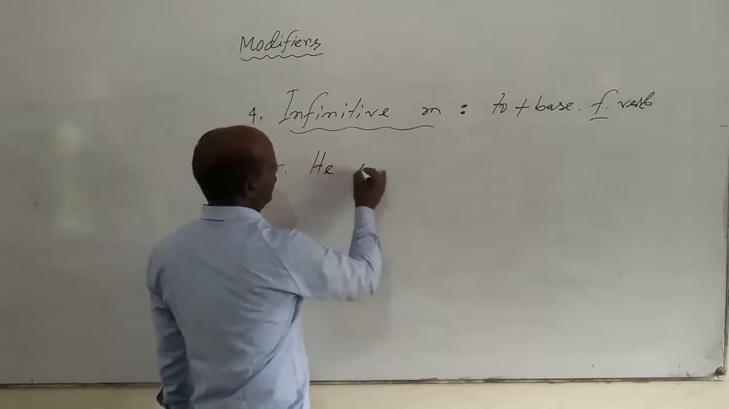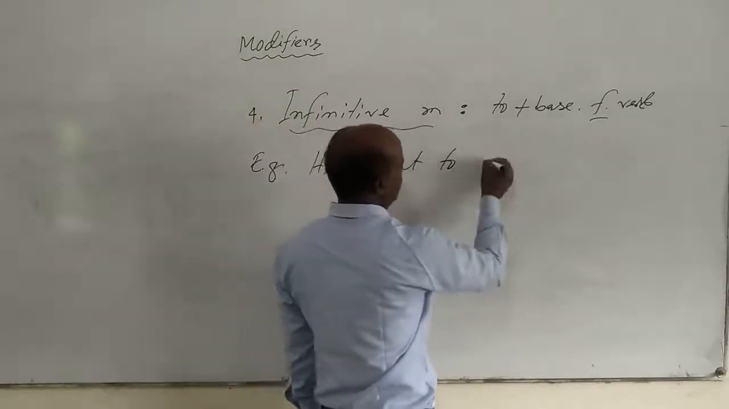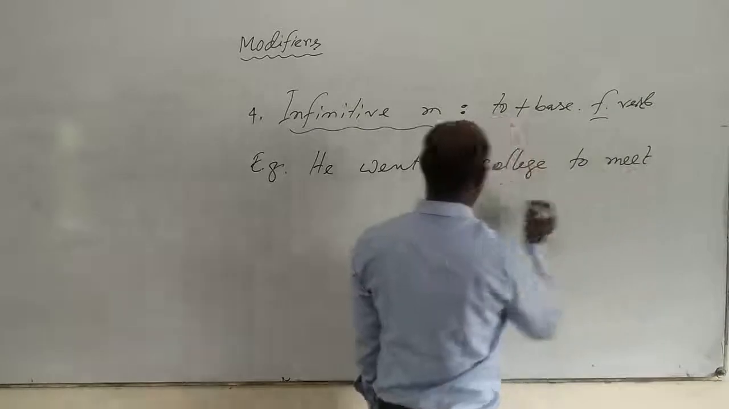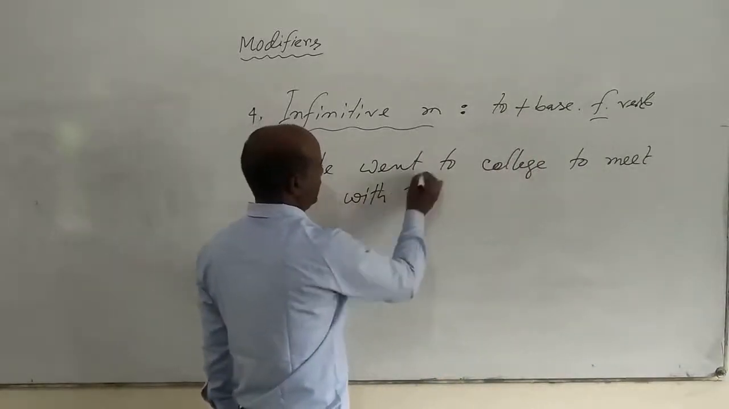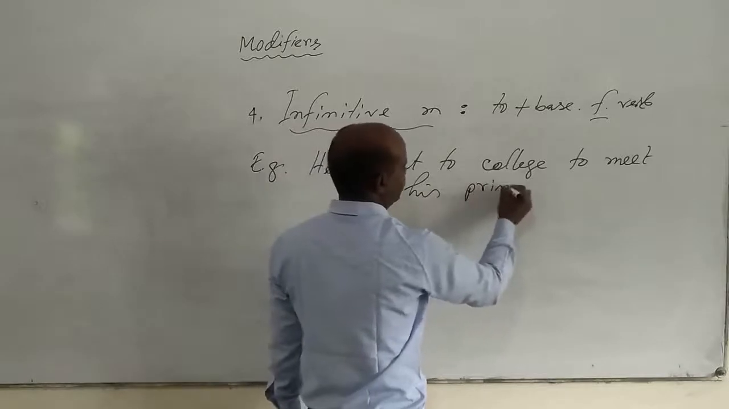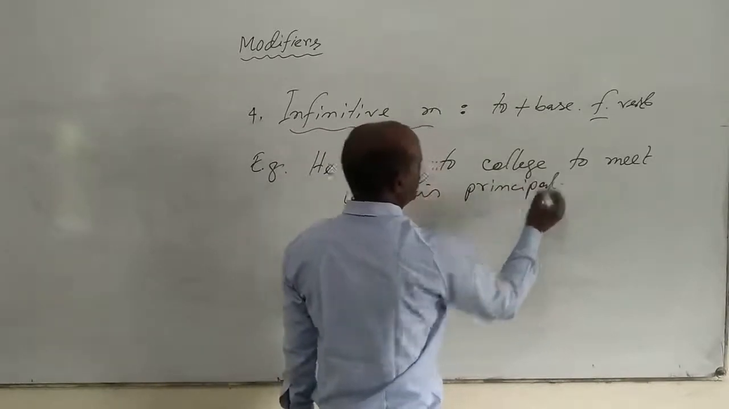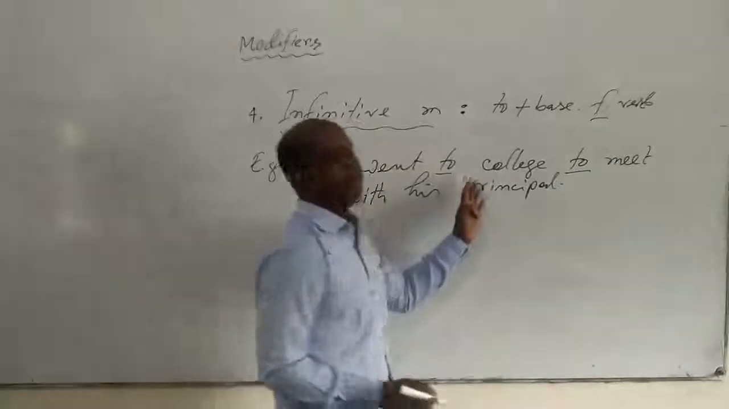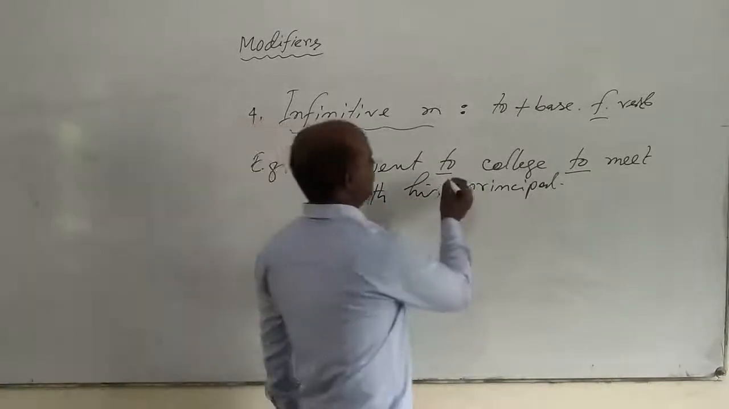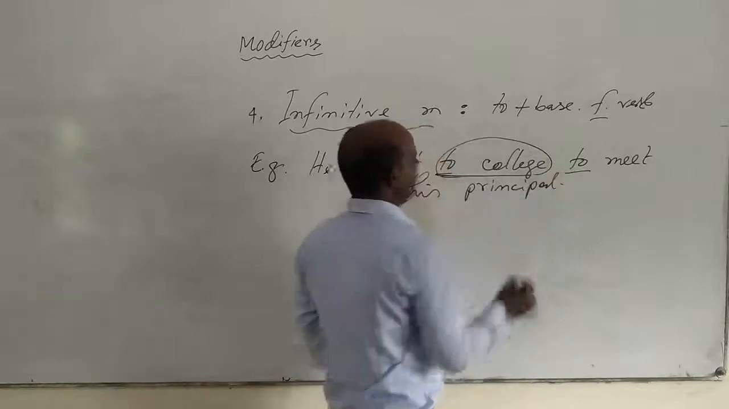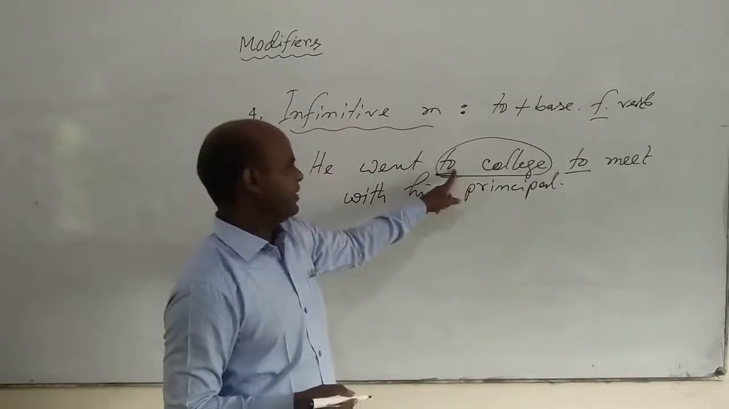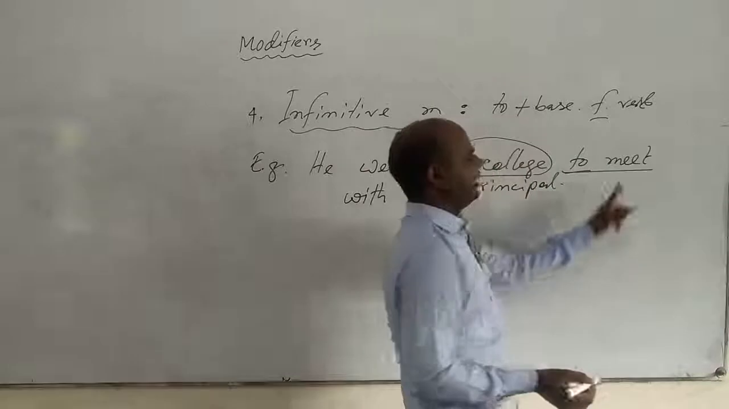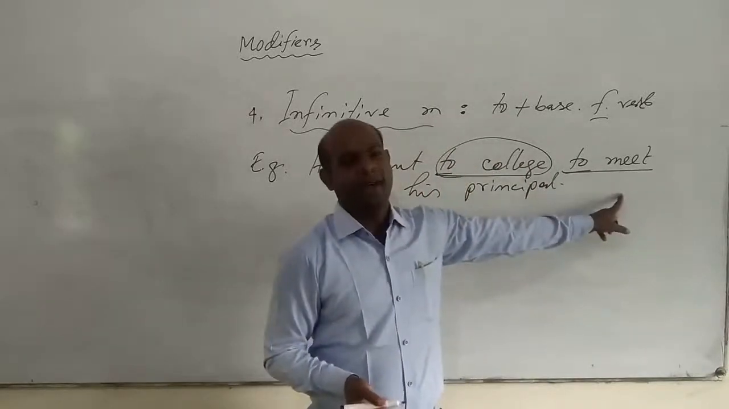He went to college to meet with his principal. Here we see to, here we also see to, but there is some difference. To plus noun, college is a noun, so we can say it is used as a preposition. But here we see to plus the base form of the verb meet. So we can say it is an infinitive to.